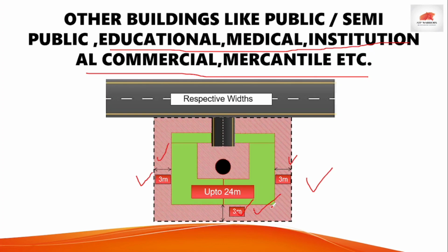Okay, and suppose there is an access pathway, means from this road if we are accessing this building, so what is the width of this access pathway? The minimum width of this pathway is 3.6 meter. Okay, that is the point to be remembered. If you are accessing this building from the main road, the minimum pathway access is 3.6 meter.